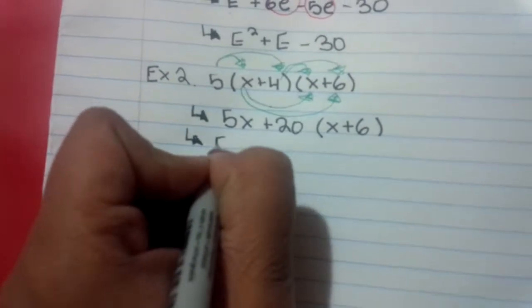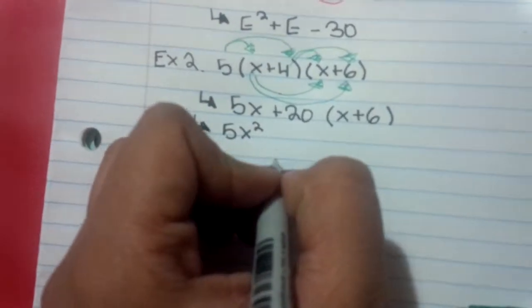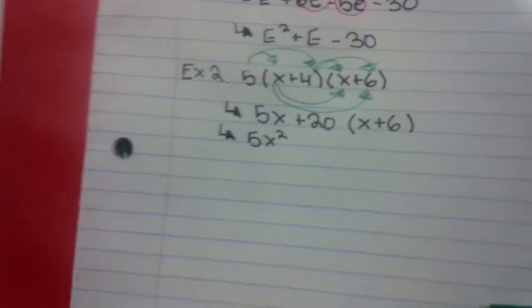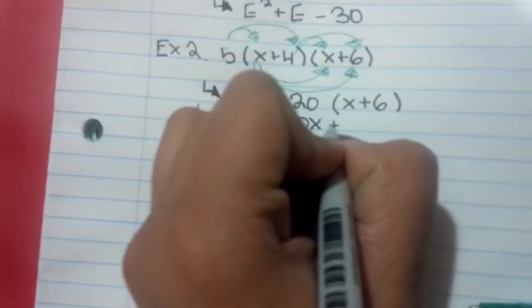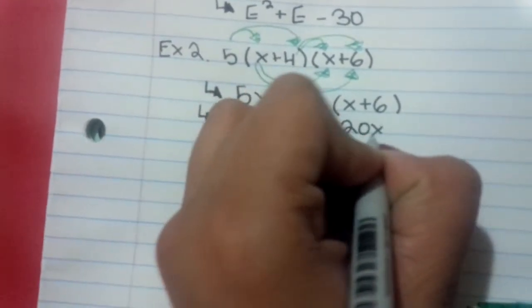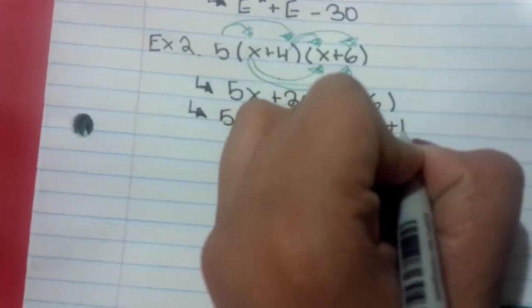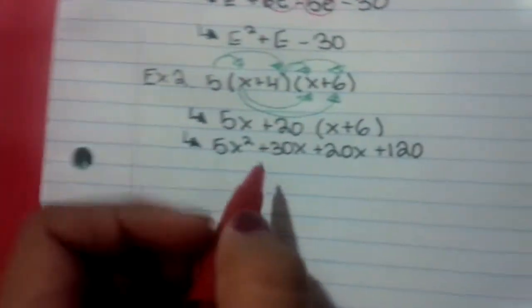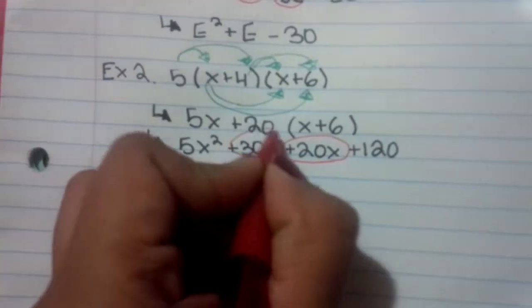So 5x times x gives us 5x squared. And 5x times 6 gives us 30x. Now 20 times x gives us 20x. And 20 times 6 gives us 120. And like last time, we still have to add like terms. So there is 30x and 20x we can add. So we can add these two.